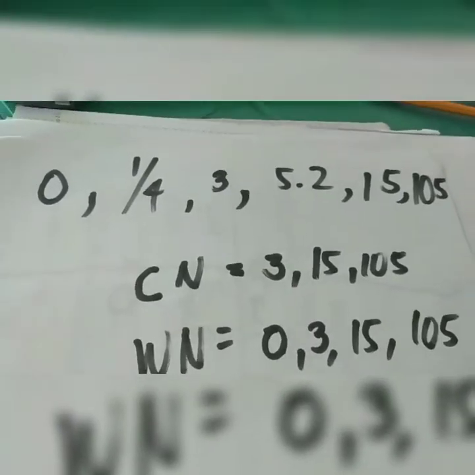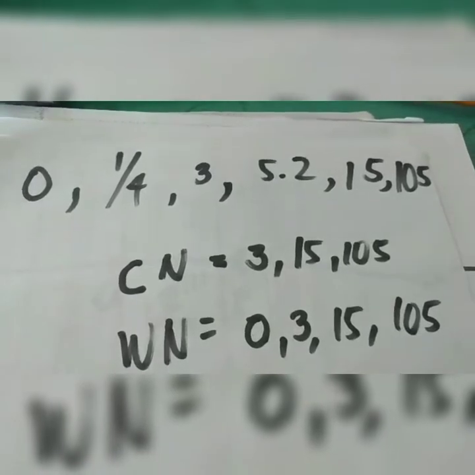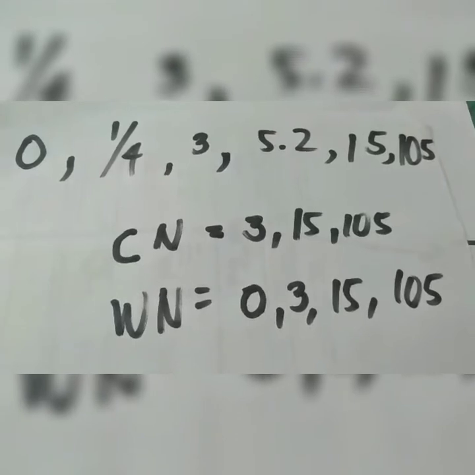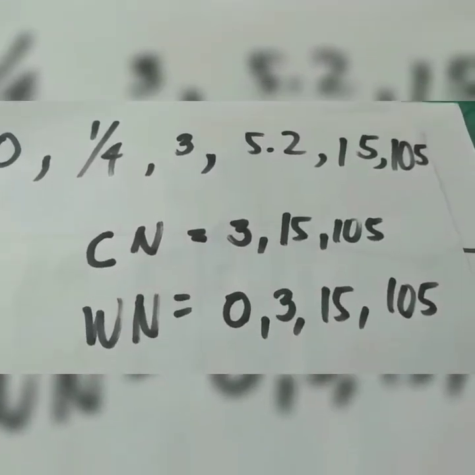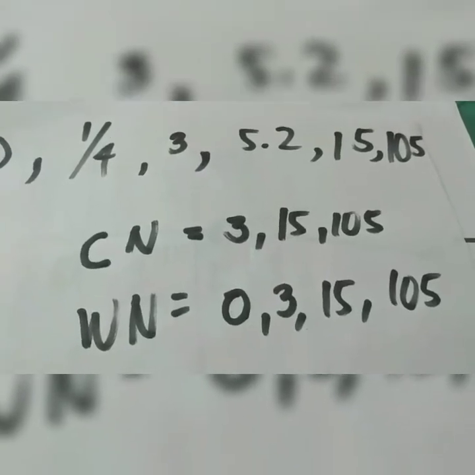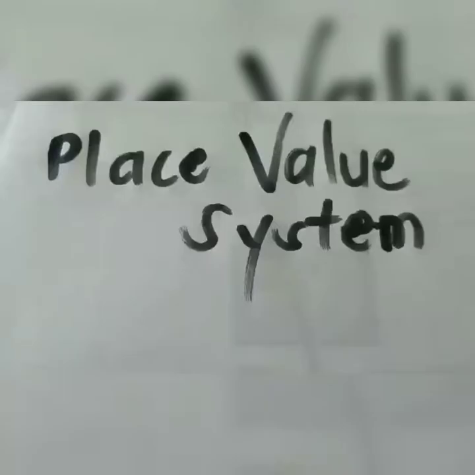How about 1/4 and 5/2? Where do they belong? So 1/4 and 5/2 are neither counting numbers nor whole numbers. So they are in between. That's why you cannot see them in either counting numbers or whole numbers.